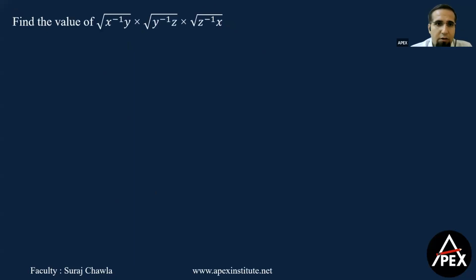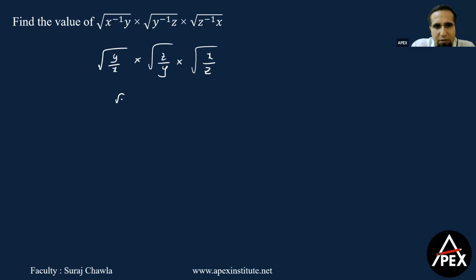Right. So let's look at the last question of this session, guys. So I have x to the power minus 1. This can be written as square root of y by x into square root of z by y into square root of x by z. Clear? Right. So what do we have here?